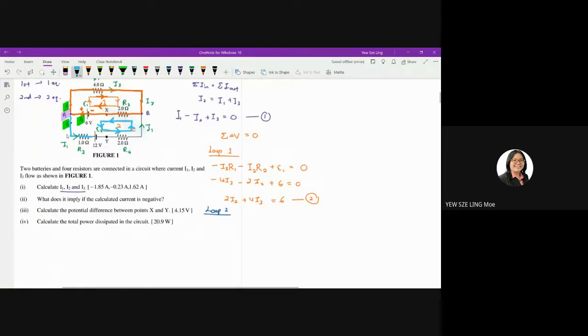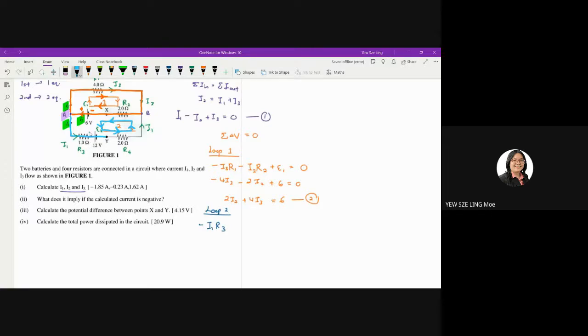Okay, so as I pass through R3, the direction of current and the direction of my traveling journey, which is the direction of the loop, both of them are pointing towards the same direction. So it experiences a potential drop. If it experiences a potential drop, both arrows are pointing towards the same direction. Therefore, we have negative I1 R3.